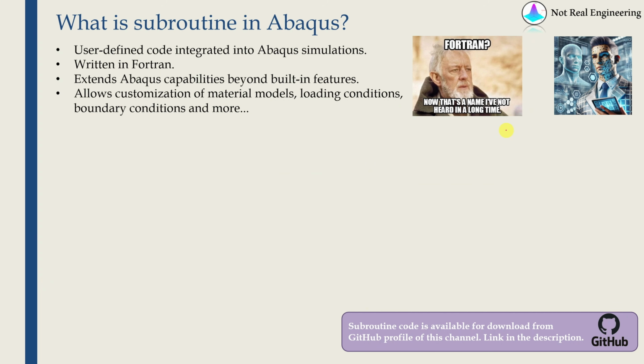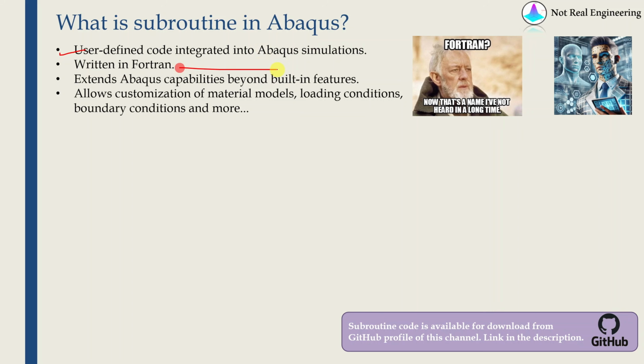So let's start with what exactly a subroutine is. You can think of it as some addition to Abaqus software. Say you want to model some material behavior and that cannot be defined by any inbuilt Abaqus material model. Then in that case, you will go for user material subroutine. Hence, it is a user defined code which is integrated in Abaqus. So you will have access to all other Abaqus features as well.